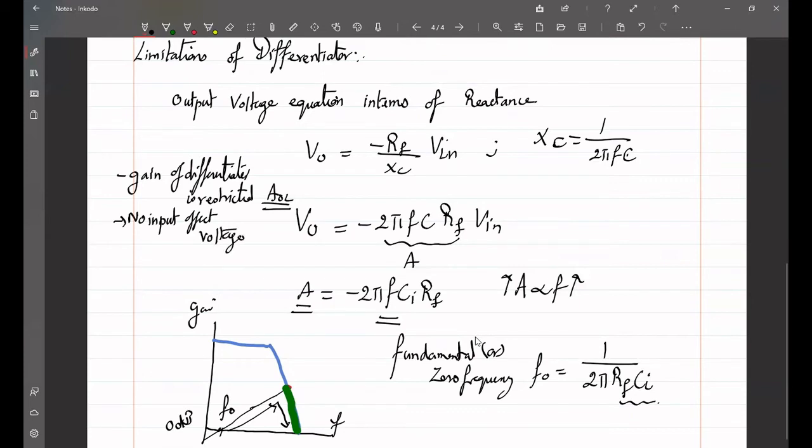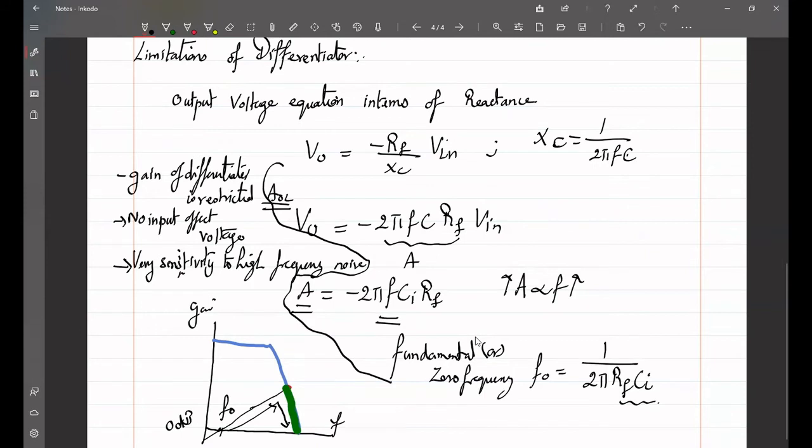Okay, neglecting this input offset voltage, we are getting some gain increment as well as open loop gain possibilities occurring in the differentiator. And this differentiator circuit is very sensitive to high frequency noise. So this has to be mitigated to make the differentiator operate at high frequency also.